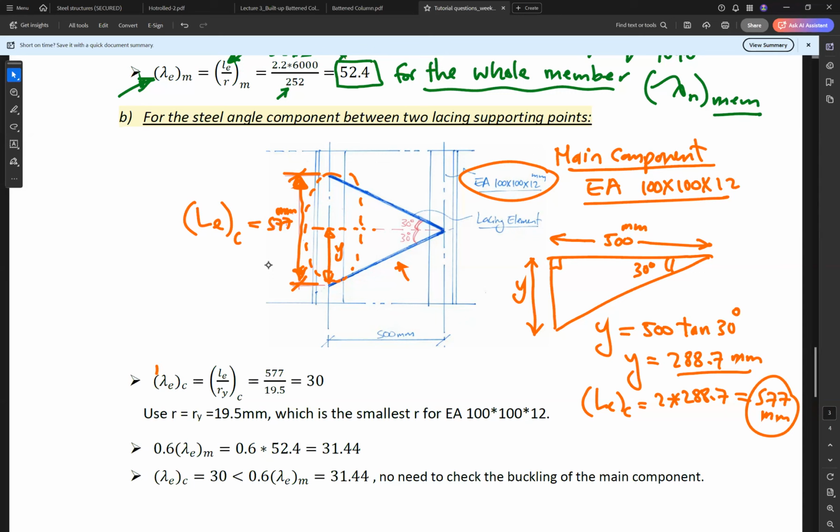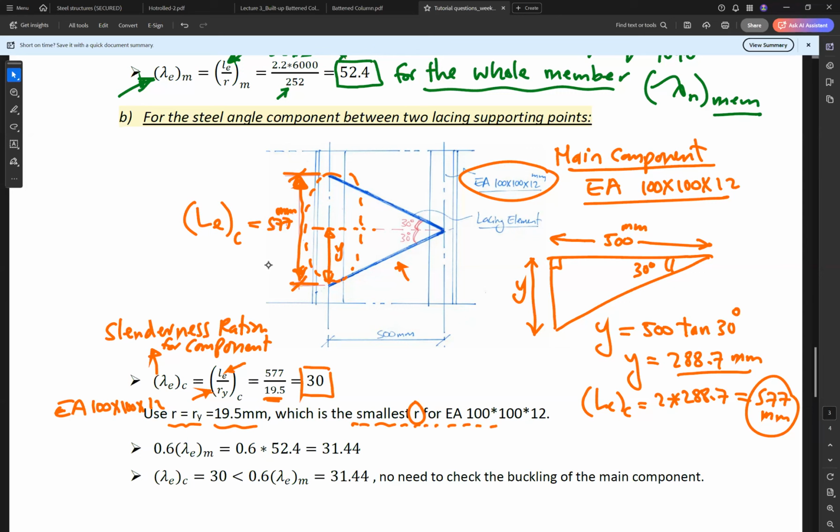So the slenderness for the component equals the effective length of the component over r y of the component. So 577 over 19.5 equals 30. 19.5 is the radius of gyration for the equal angle, 100 by 100 by 12. And we take ry because this is the critical r for the angle.